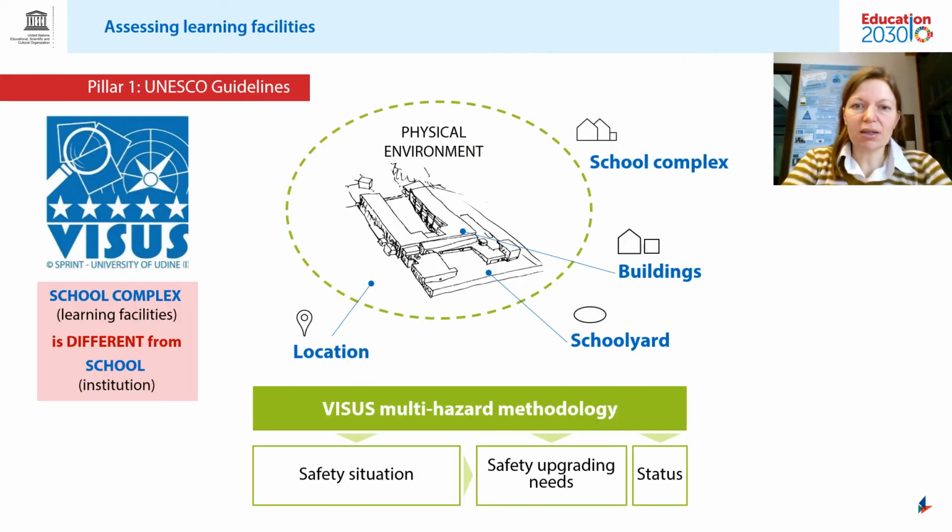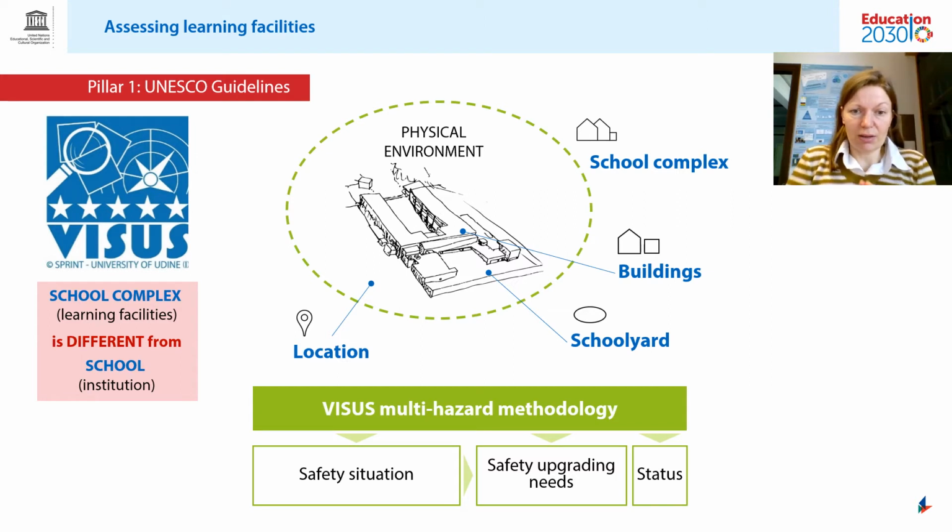The multi-hazard assessment developed by the VISUS methodology focuses mainly on the physical environment of the schools, that in the following will be referred to as a school complex. So the school complex is composed by the location where the school is, by the buildings where the school activities are performed, and by the schoolyard where the children go and play.